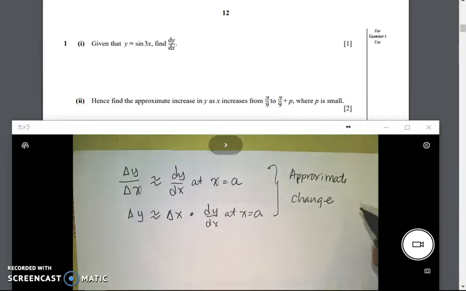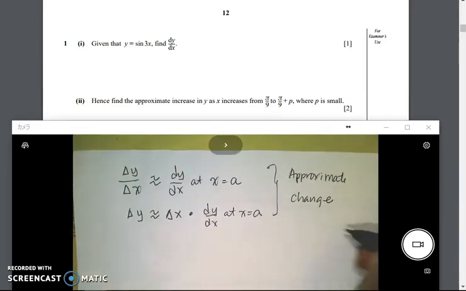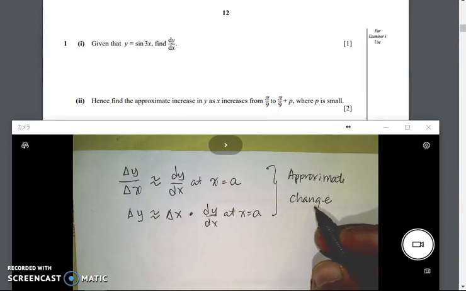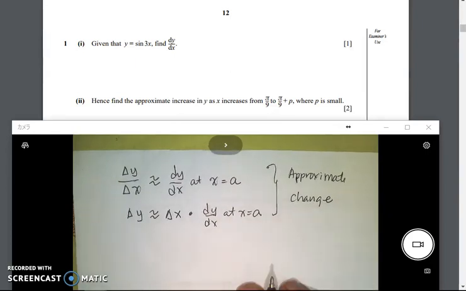This video is all about approximate change. So when we say change, it's either increase or decrease. Let's try to take a look at this example here.